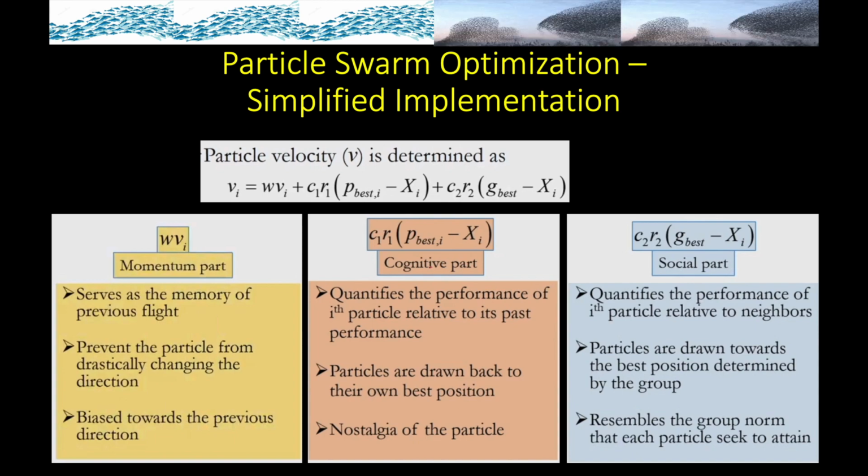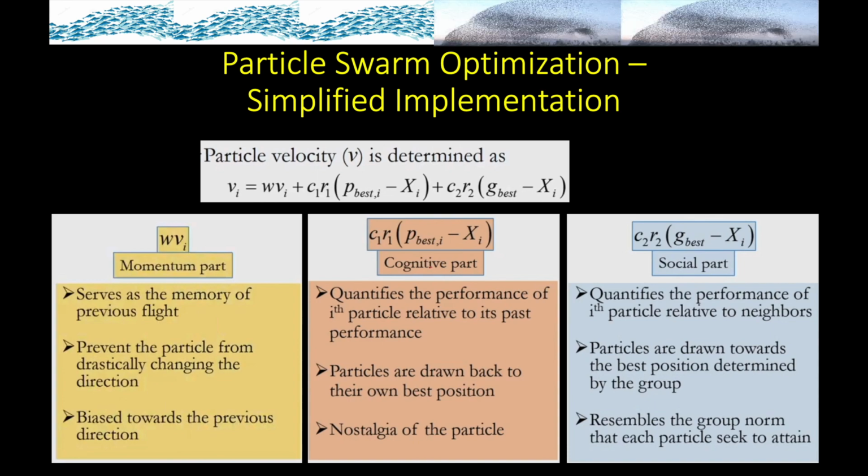So now that you have seen how the equation works overall for particle swarm optimization, I'll go in depth a little bit into the particle velocity and the three components, and talk about how each component is important in its own right. If I again go back to the equation for particle velocity Vi, what you see here is that there are three components. One is W Vi, which I'll call the momentum part. The second component is C1 R1 multiplied by P best i minus Xi, which I'll call the cognitive part. And the third one is C2 R2 into G best minus Xi, which is the social part.